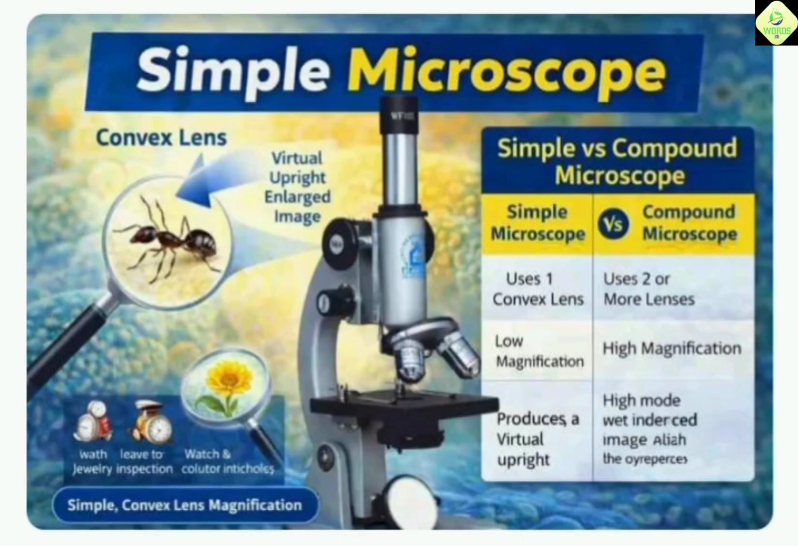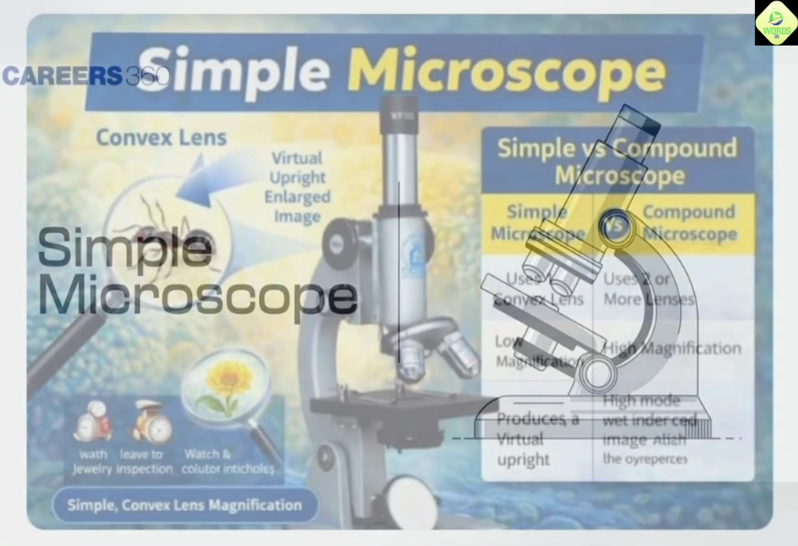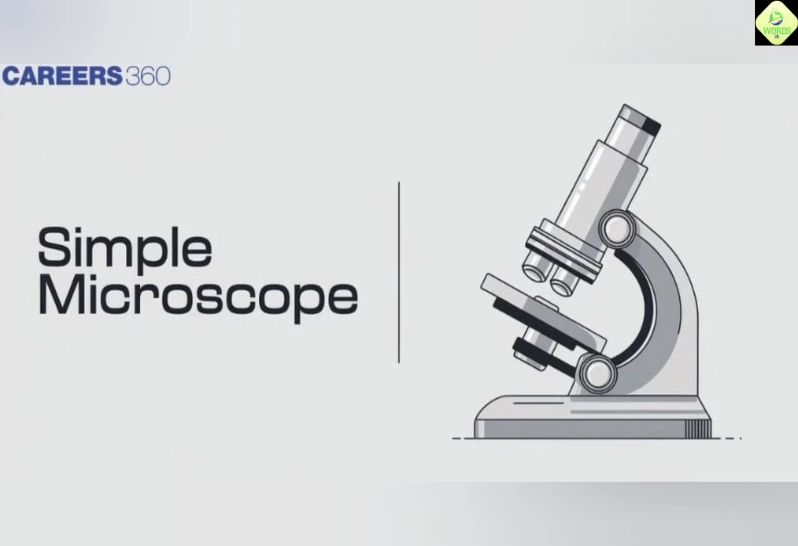Today we are going to see a new topic, the simple microscope. A simple microscope is an optical instrument consisting of a single convex lens that produces a virtual, erect and magnified image of an object placed within its focal length.